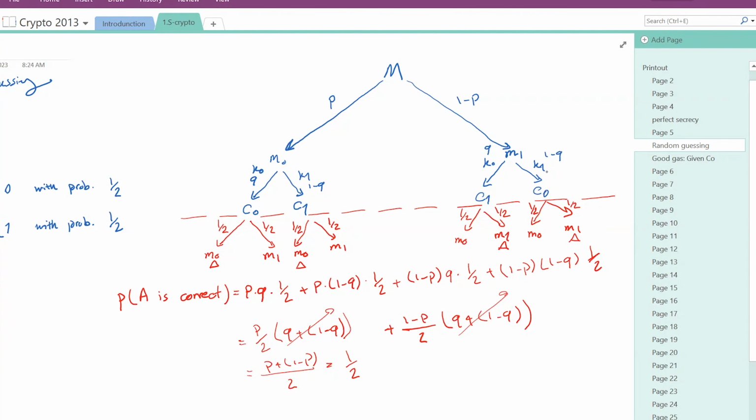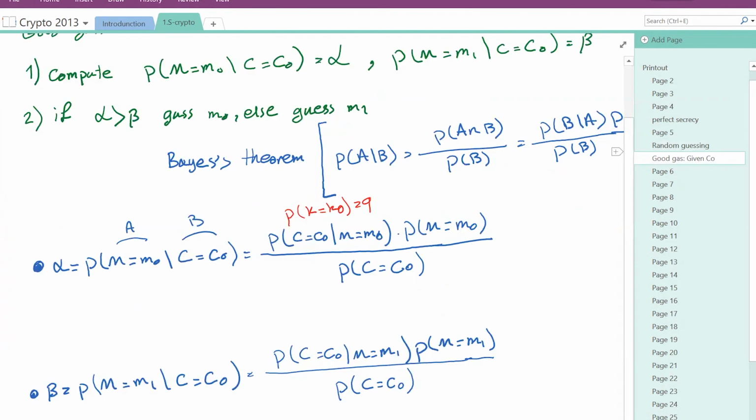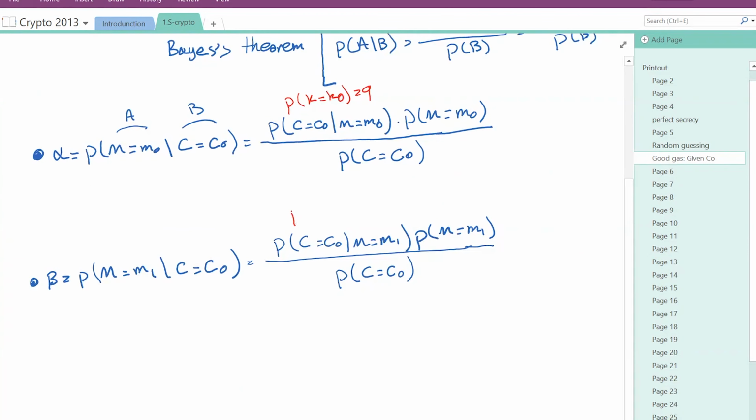ciphertext being C0? He looks at this one, and it says that the only way this message M1 can get encrypted to C0 is when the key is chosen to be K1. And that probability is 1 minus Q. So the only time this even occurs is when the key is chosen to be K1, and we know this one is 1 minus Q. That is the probability. Okay. And the rest of them, we don't really need to know their probability.